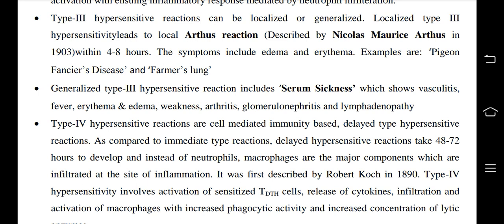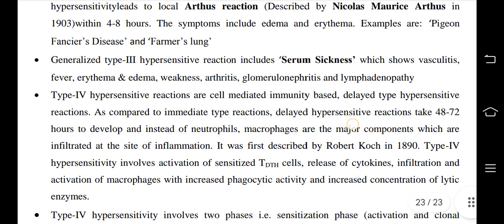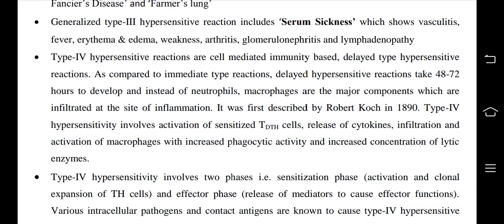Type 4 hypersensitive reactions are cell-mediated immunity-based delayed type hypersensitive reactions as compared to immediate type reactions. Delayed hypersensitive reactions take 48 to 72 hours to develop, and instead of neutrophils, macrophages are the major components which are infiltrated at the site of inflammation. It was first described by Robert Koch in 1890. Type 4 hypersensitivity involves activation of sensitized TDTH cells, release of cytokines, infiltration and activation of macrophages with increased phagocytic activity and increased concentration of lytic enzymes.